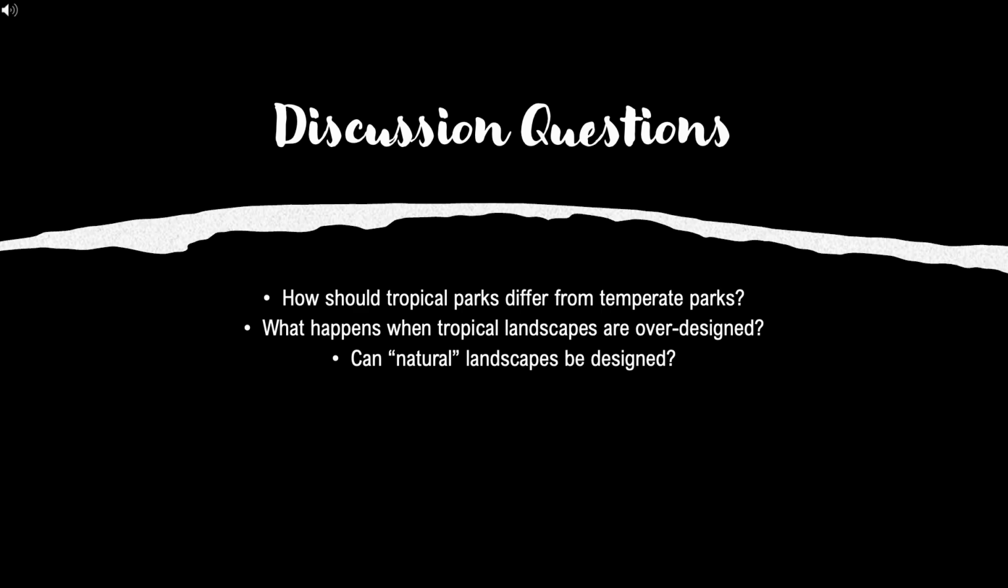And the third question, can natural landscapes be designed? There's an inherent tension here. We're landscape architects. We design. But the most ecologically sophisticated tropical landscapes are ones that appear natural, that follow ecological logic, that change over time in ways we don't fully control. Where does design end and ecology begin? Is that even the right way to frame it?